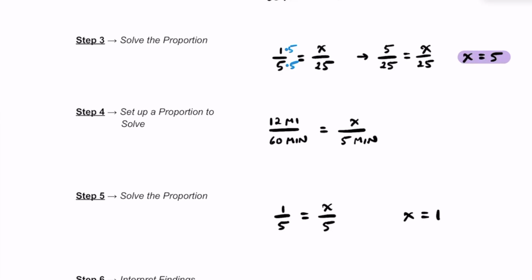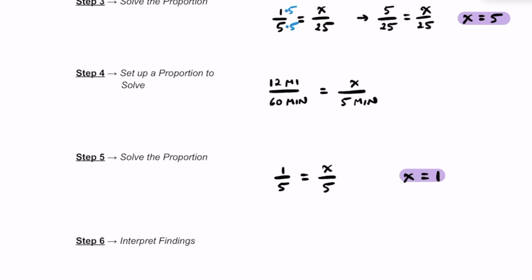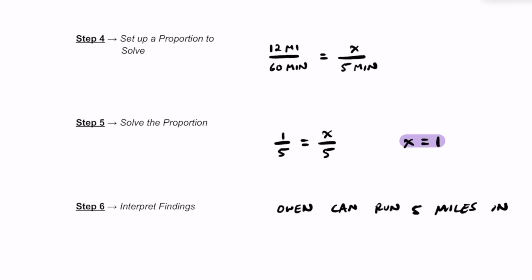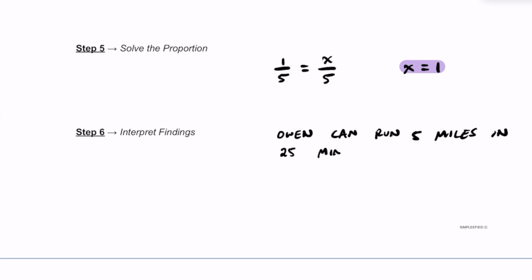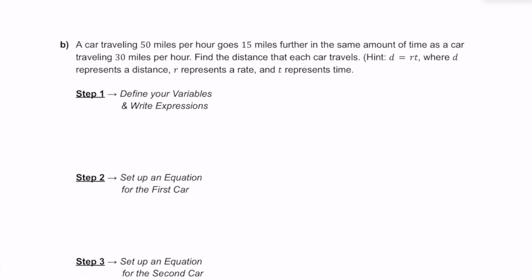All right, so how can we interpret these two answers of x equals 5 and x equals 1? For the first proportion we solved, we can conclude that Owen can run 5 miles in 25 minutes, and we can also say 1 mile in 5 minutes. Again, this is all assuming that all the variables stay constant and Owen doesn't get tired or anything like that, but that's what we have to assume in these particular problems. All right, let's try another example together.